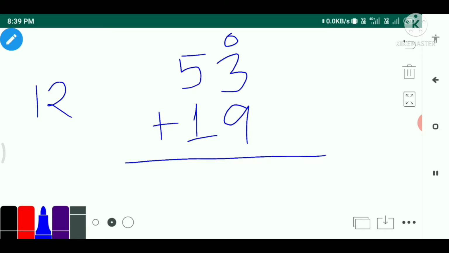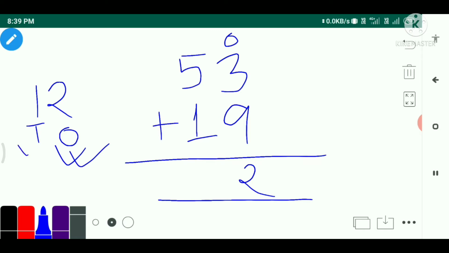12, right? Now see again, 12 is a two-digit number and we can't place a two-digit number in ones place. All the numbers should be one digit. So the place of 2 is ones, and the place of this 1 is tens. We know the place value, so only the ones value will be put in ones place and the tens value will be put in tens place.